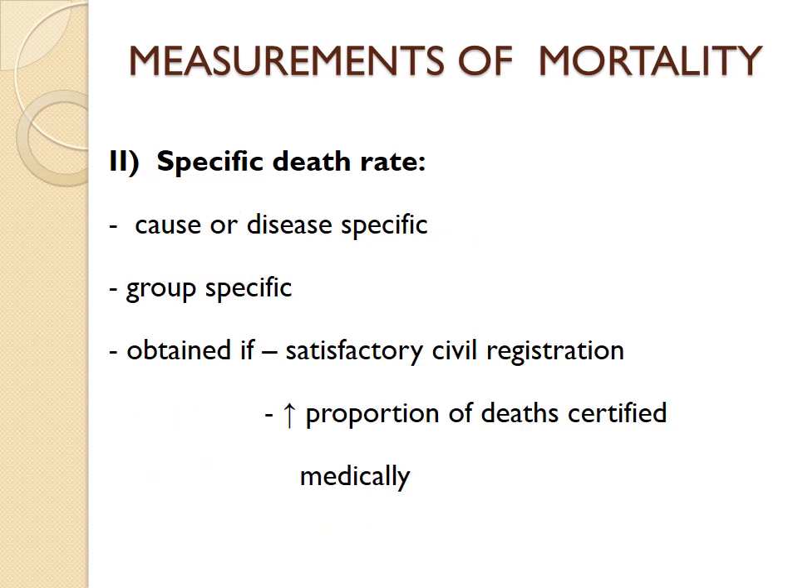So what are the other death rates? Number 2 is the specific death rate. That can be cause or disease specific, or group specific like age specific, sex specific, etc. But the specific death rate can be obtained only if there is satisfactory civil registration and an increased proportion of deaths are certified medically. Then only can we calculate the specific death rate.